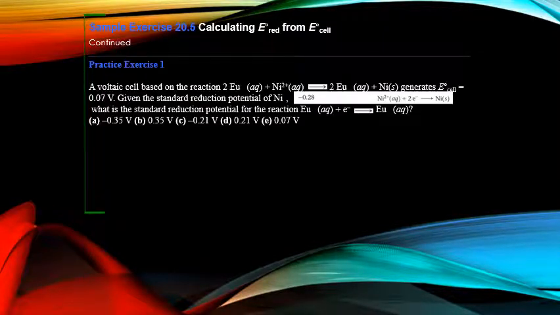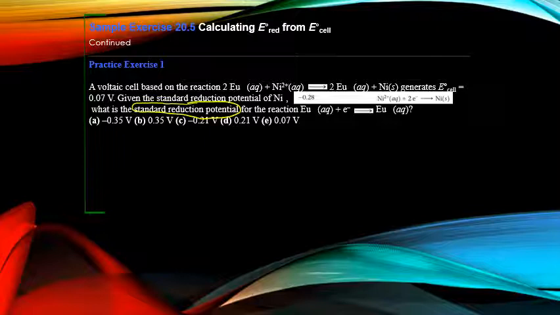Okay, so let's take a look at a couple of example problems here. The first one that we're going to do is we have a voltaic cell based on the reaction 2Eu plus Ni2+ forms 2Eu+ plus Ni, which generates an E cell value of 0.07 volts. Given the standard reduction potential of nickel, which is negative 0.28 for the Ni2+ plus 2 electrons forming Ni as a solid, what is the standard reduction potential for this particular reaction? So again, it's asking me to solve for a standard reduction potential.